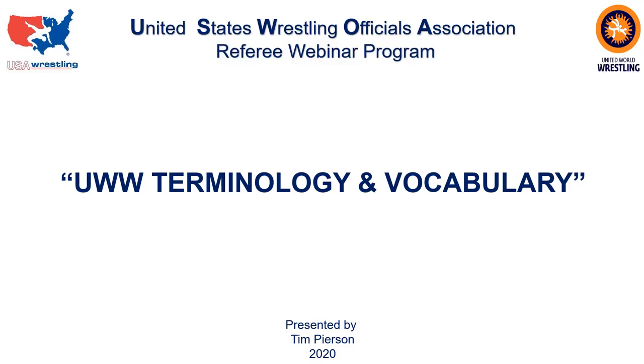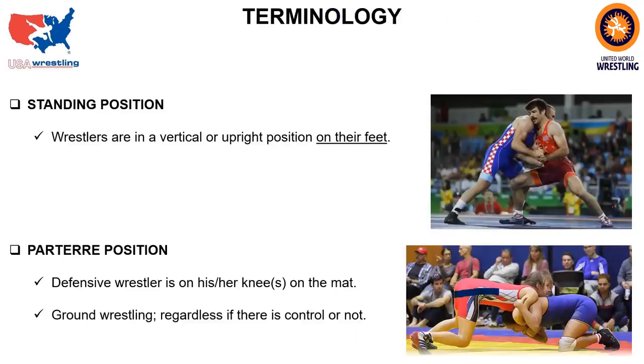So let's take a look at some of the basic UWW terms and vocabulary that we need to be familiar with as referees. Within freestyle and Greco-Roman wrestling, the wrestlers are going to be in one of two states of being. They're going to be in the standing position or they're going to be in the parterre position. Now, the standing position is, well, very self-explanatory. The wrestlers are in a vertical upright position on their feet.